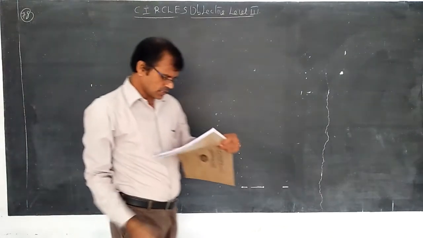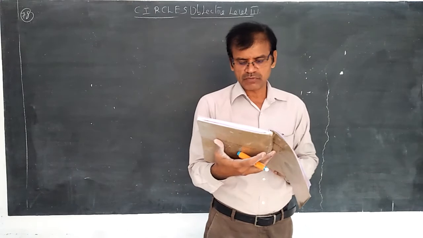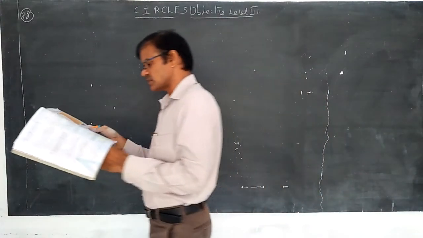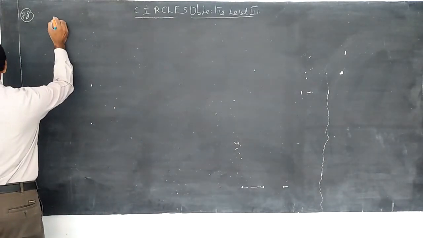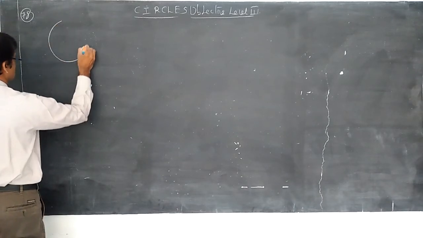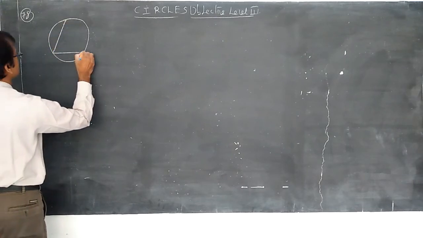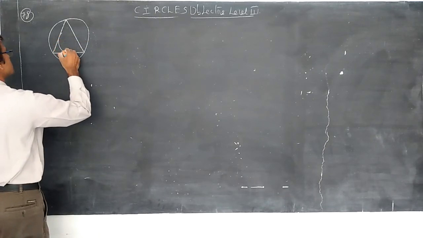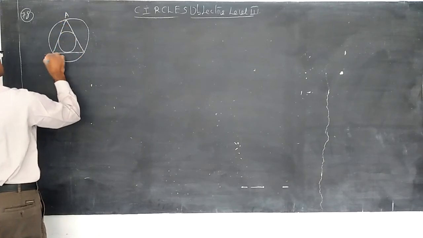If the incenter of an equilateral triangle is (1, 1) and the equation of its one side is 3x plus 4y plus 3 equal to 0, then find the equation of the circumcircle of this triangle. Let us discuss the circumcircle of the triangle. The incircle is given. Put here ABC.